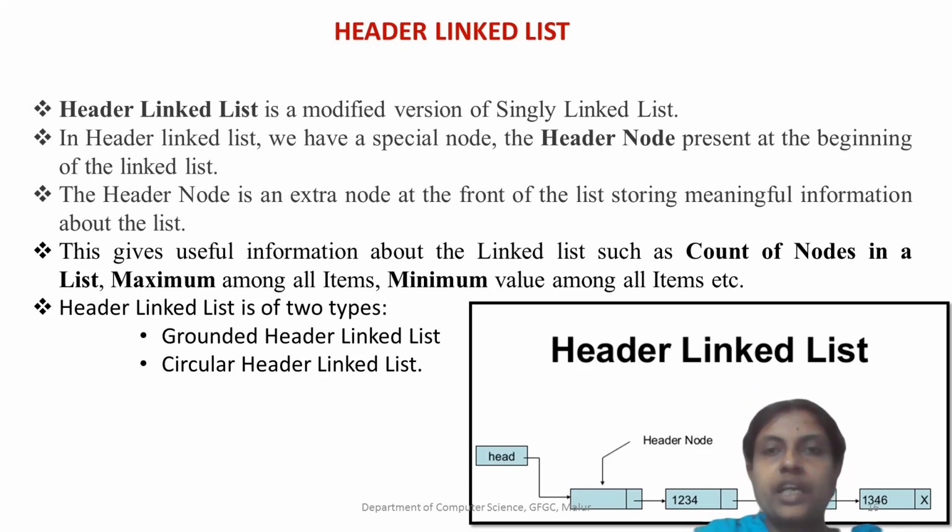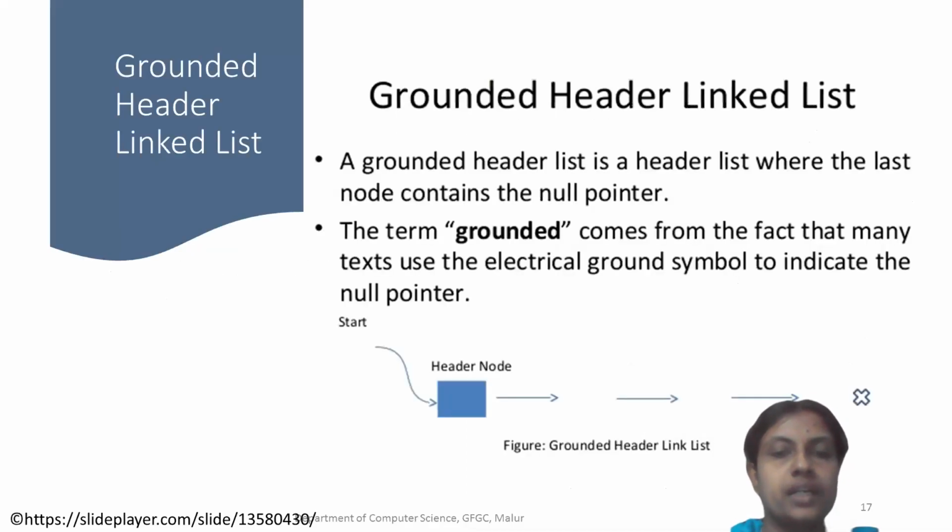These kinds of header linked lists can be divided into two types. One is called grounded header linked list. Another is called circular header linked list. First is the grounded header linked list. Next is the circular header linked list.